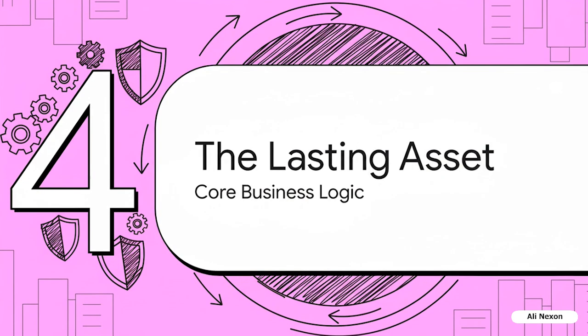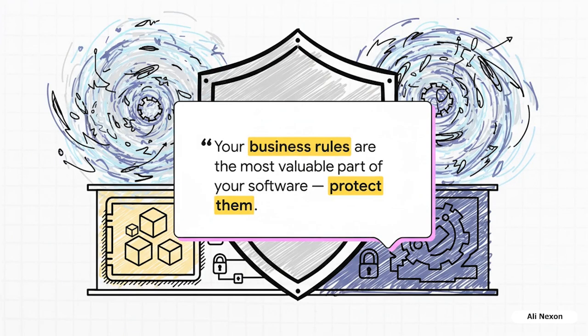And this brings us to the most important takeaway of all, the central idea that really drives every single decision you make in clean architecture. It's this: your business logic is the true lasting asset. It's what makes your software unique, what makes it valuable. The entire purpose of this whole architecture is to protect that asset from the constant churn and volatility of technology.